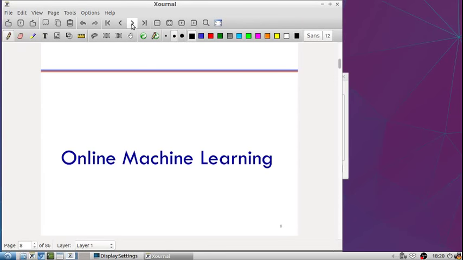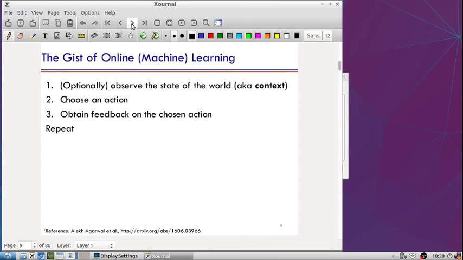Okay, so let's start with: what is online machine learning? I'm going to talk about the setup. Think of it as something similar to the supervised learning setup. In supervised learning, you have data (x, y), n of them, and you just want to learn a mapping from x's to y's, right? So that was the setup for supervised learning.